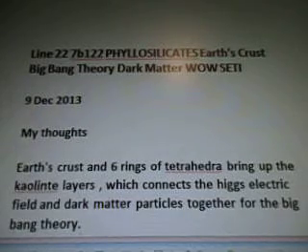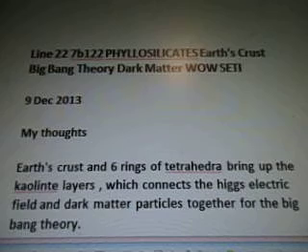And this is about the Big Bang theory with kaolinite Earth's crust layers formed from an atomic cloud of 6 rings, tetrahedra connecting Higgs electric field, bosons, weak metal, superalloys, interactions within a comet or meteor collision, and dark matter particles found in line 22 Wow data.